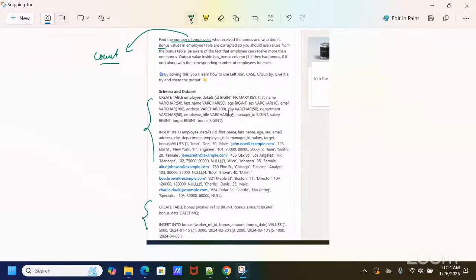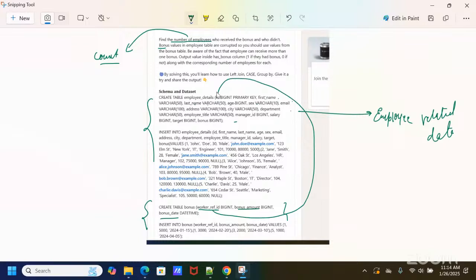See this query. The employee table contains their ID, first name, last name, age, sex, email, address, city, department, all the employee-related data. The bonus table contains worker reference ID, bonus amount, and bonus date. What is a worker reference ID? It is basically the ID from the worker table.